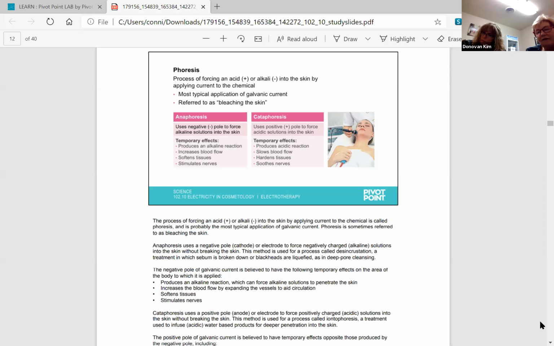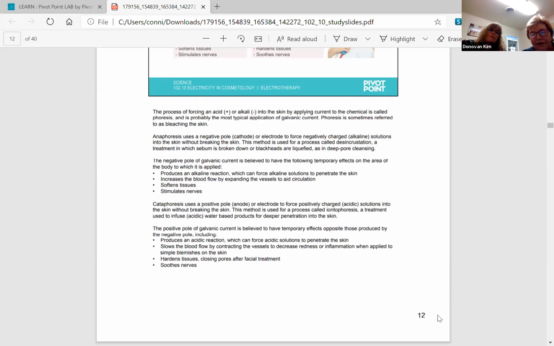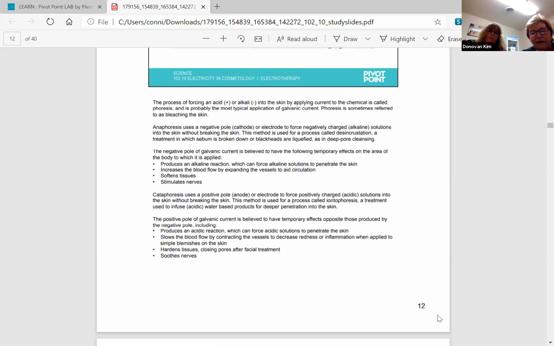So cleansing, obviously, we're opening up that follicle, okay? And the cataphoresis part, we're closing it back down, okay? So anaphoresis, we've gotten that one, right? You understand that's the negative pole, all right? It's going to force a negatively charged or alkaline solution into the skin without breaking it. This method is used for the process called disincrustation. That's the solution that we're using, which is an alkaline-based solution, because alkaline will soften the follicle wall, okay, so that we can remove the impaction or the blackhead.